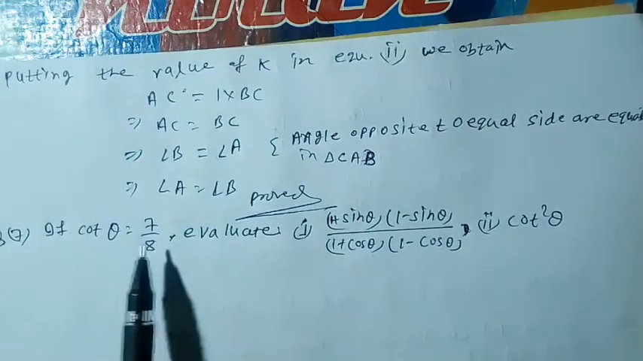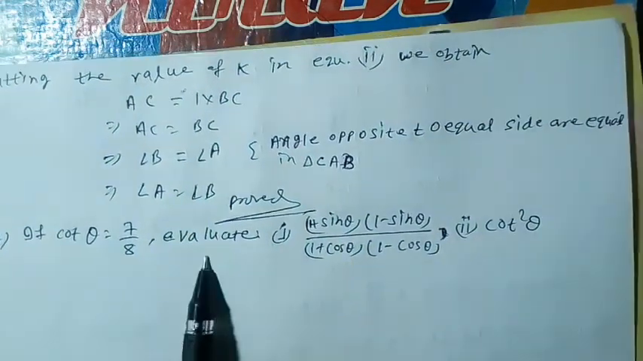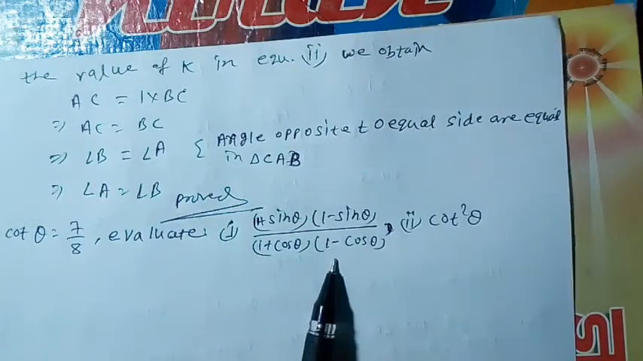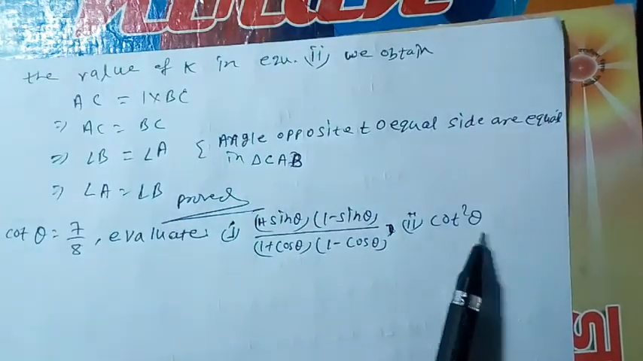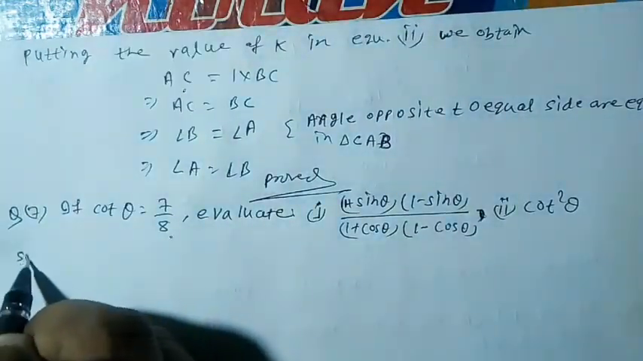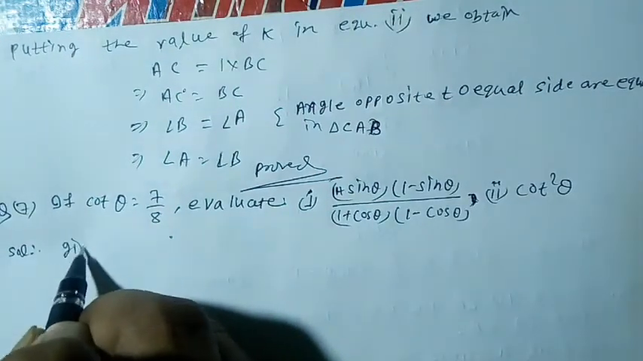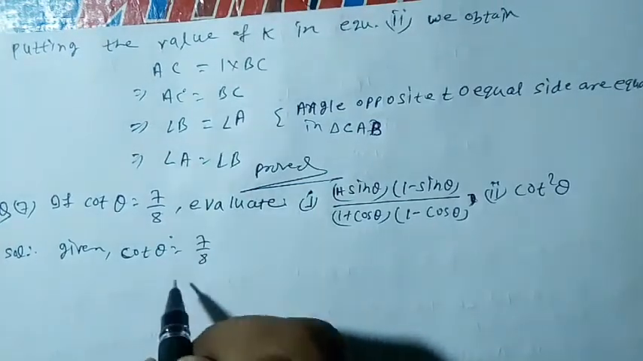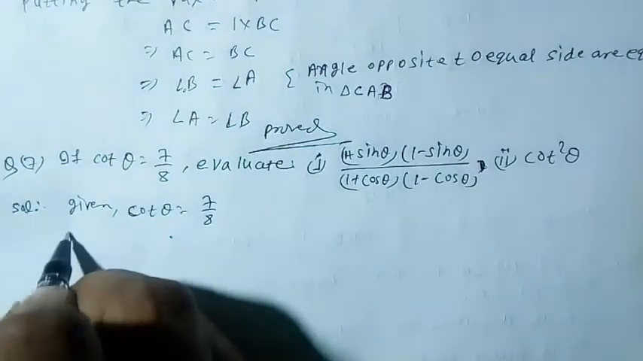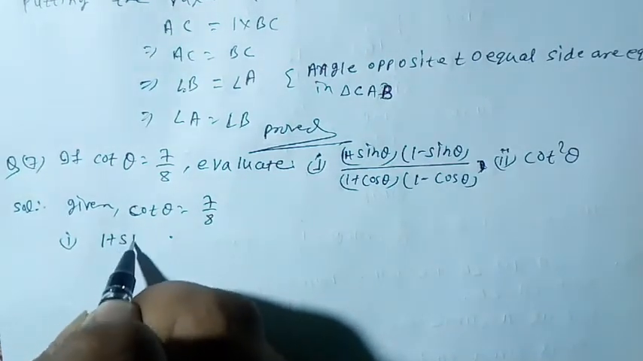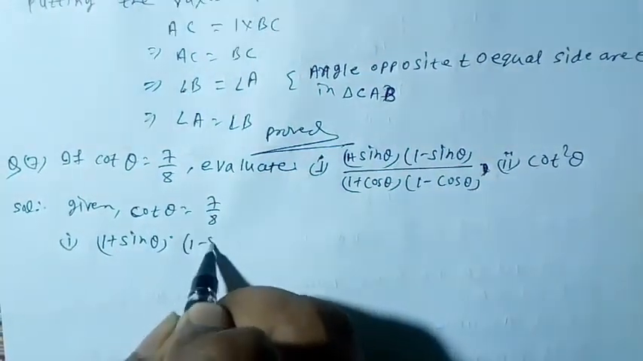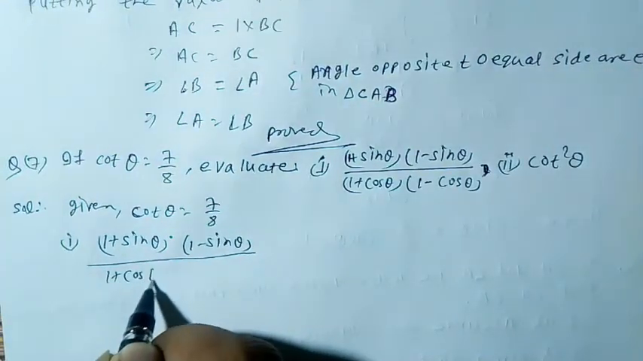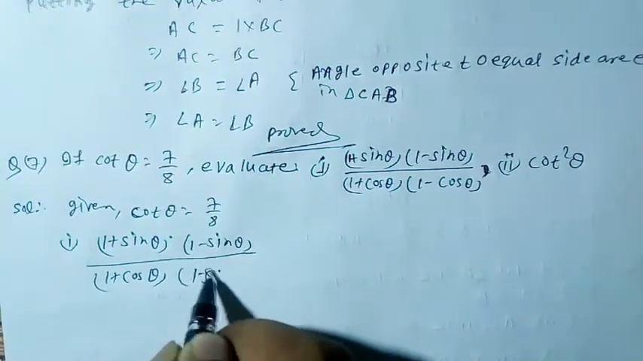Question: if cot theta is equal to 7 by 8, evaluate: question number 1, (1 plus sin theta) into (1 minus sin theta) by (1 plus cos theta) into (1 minus cos theta). Question number 2, cot square theta. Okay, solution. Given cot theta is equal to 7 by 8.